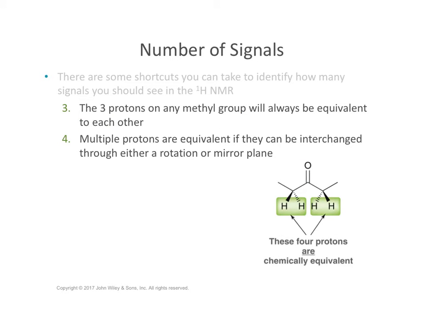The third shortcut is that the three protons on any methyl group will always be equivalent to each other. And then finally, multiple protons are equivalent if they can be interchanged either through rotation or a mirror plane. So if we look at this ketone, these hydrogens are equivalent to each other because they're a CH2 group and the molecule does not have a chiral center. And the same situation is true for those. But ultimately, all four protons are chemically equivalent because there is a plane of symmetry through the center of that molecule where the hydrogens on the right mirror the hydrogens on the left. So all four of those protons will give rise to one signal.